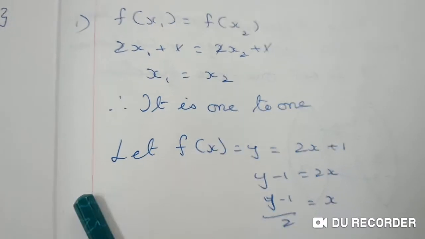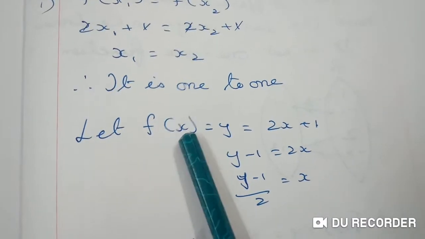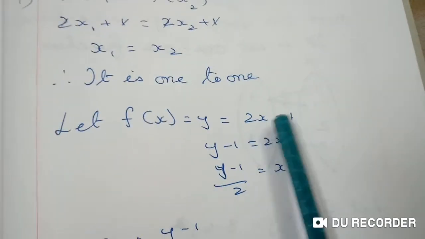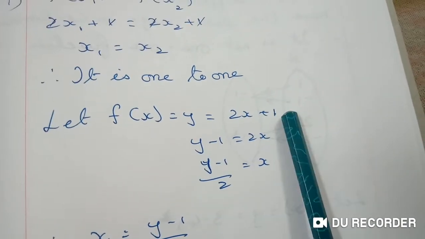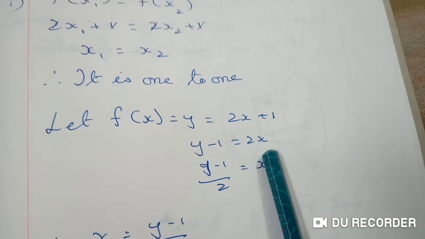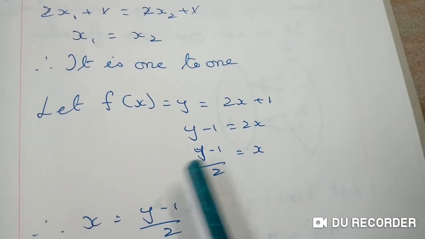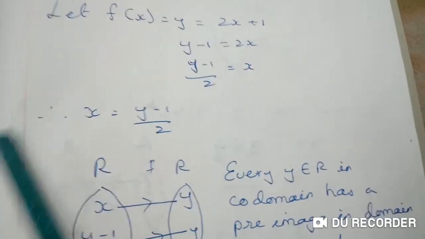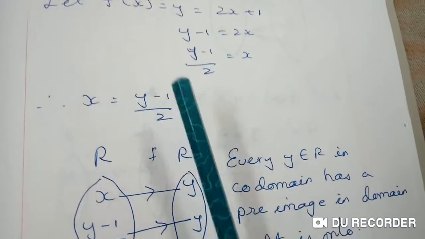Now for next we will see whether it is an onto. For that what we will do is we will take f of x as y. And therefore since f of x is equal to 2x plus 1, y will be equal to 2x plus 1. Just keep your x here and bring all the elements here. You will get x is equal to y minus 1/2. Since you are getting a real number here, it is an onto image.